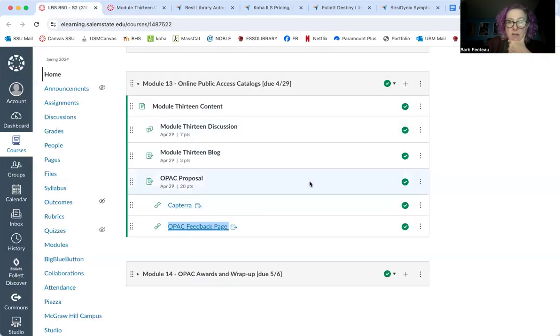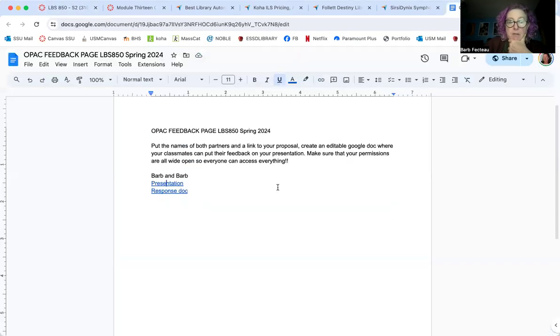So this is all there is for today. You're going to go to your OPAC feedback page. You're going to put both people's names. Oh, you should put first and last. It makes it easier for me when I'm grading. Although actually, I don't even have to grade these because, well, I mean, I have to grade them, but I don't even give you feedback on these because you're getting your feedback from your classmates.